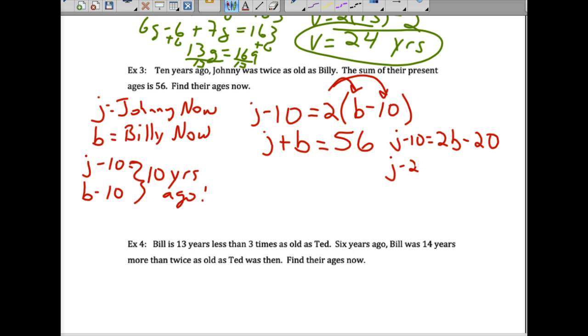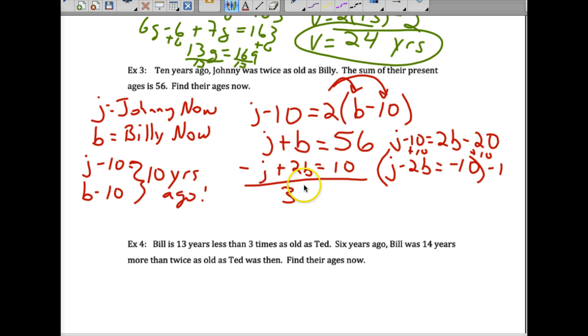J minus 2B equals negative 10. That's standard form. I'm going to multiply that one by negative 1 and throw it underneath the other one, because that'll make negative J plus 2B equals 10. Adding gives 3B equals 66. Guys, Billy is 22. Way to go, Bill.